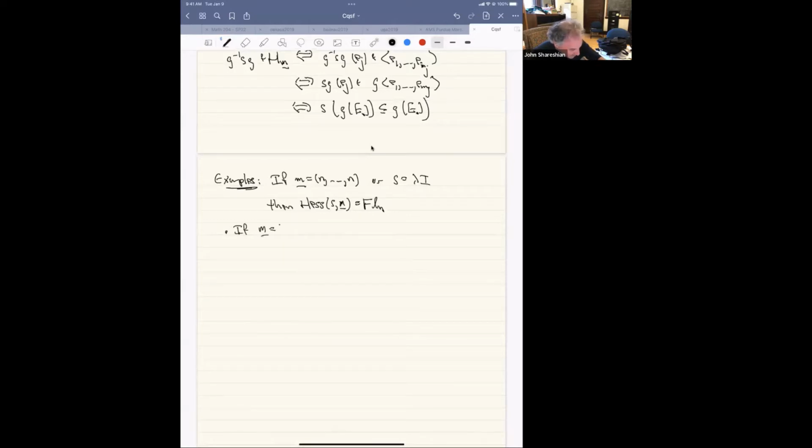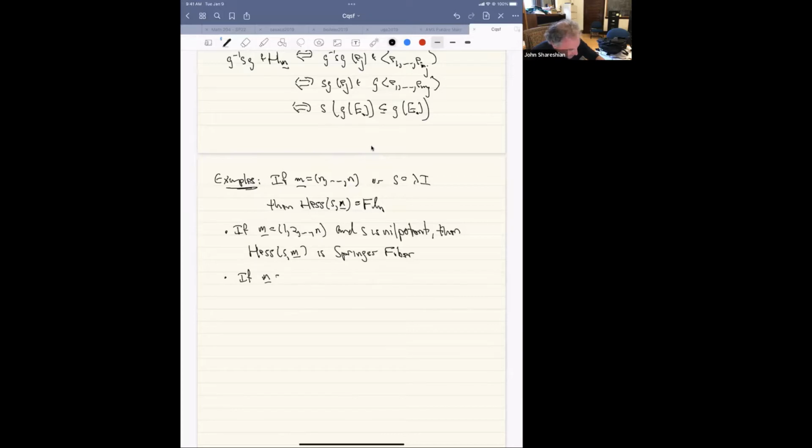There are some other familiar varieties. If M is 1, 2, up to n, and S is nilpotent. Probably shouldn't use S for a nilpotent matrix, but that's okay. Then this Hessenberg variety is a Springer fiber. Springer fibers are very carefully studied because they enable us to learn something about representations of symmetric groups or Weyl groups in general.